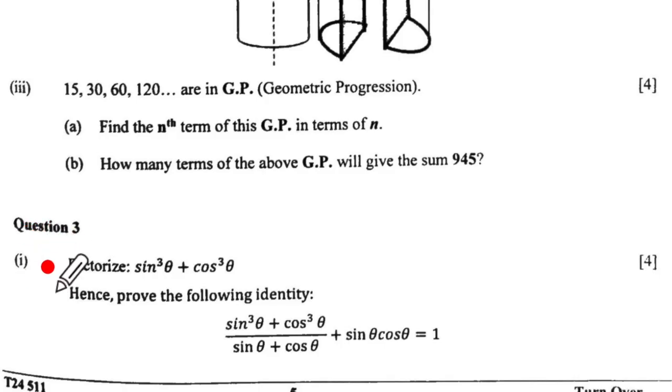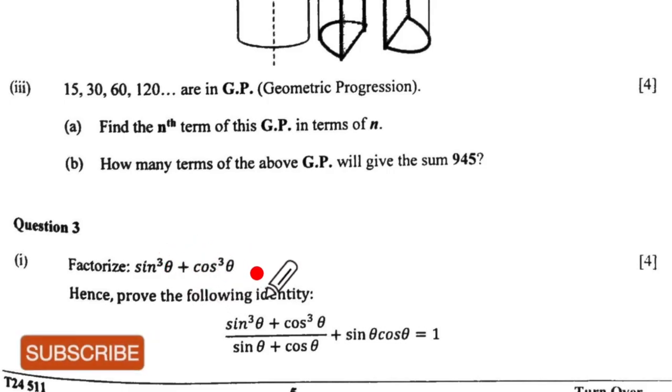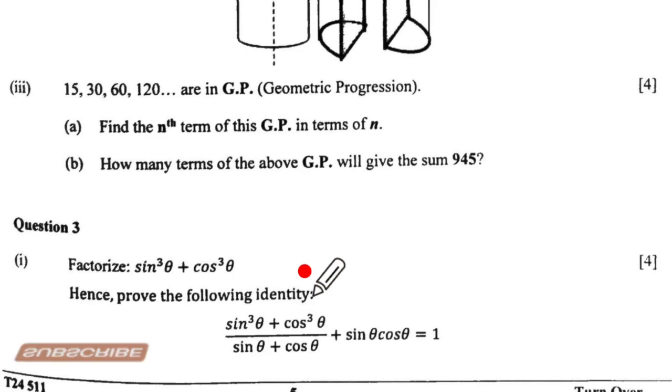Question 3, first subpart. Factorize sine cube theta plus cos cube theta, and prove that the expression equals 1. Now, as you can see in section 1 itself, question 2, second part was the application type of question, which must have been a little mind-blowing for some of the children. And maybe some children may lose the marks here and also here, but not if you know the a cube plus b cube identity. So we use that identity to factorize this, and then we prove this identity.